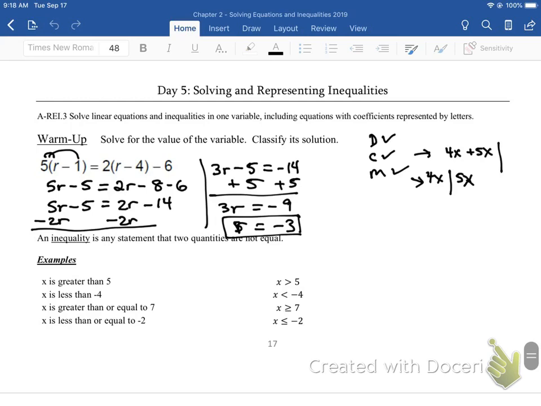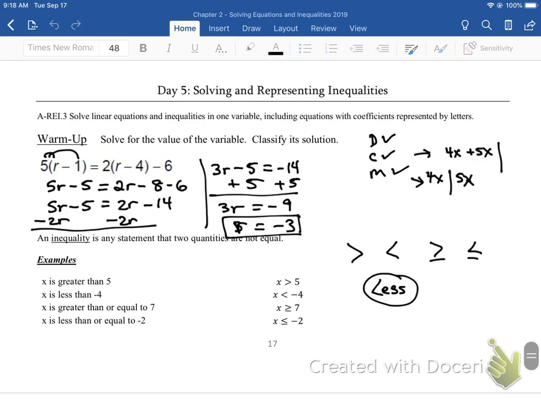Okay, so we're going to start inequalities. An inequality is any statement that two quantities are not equal, i.e. they are greater than, less than, greater than or equal to, less than or equal to. And if you mix these up a lot, just know that the less than symbol is like a slanted L, okay, less than.